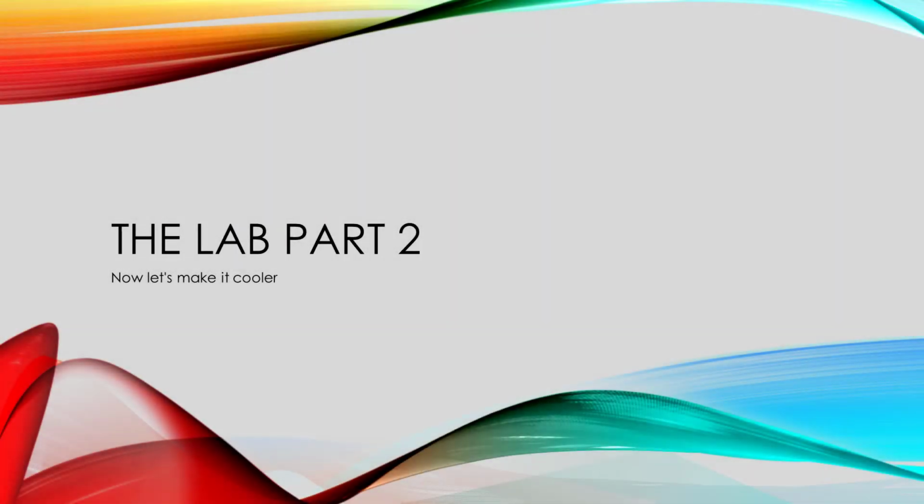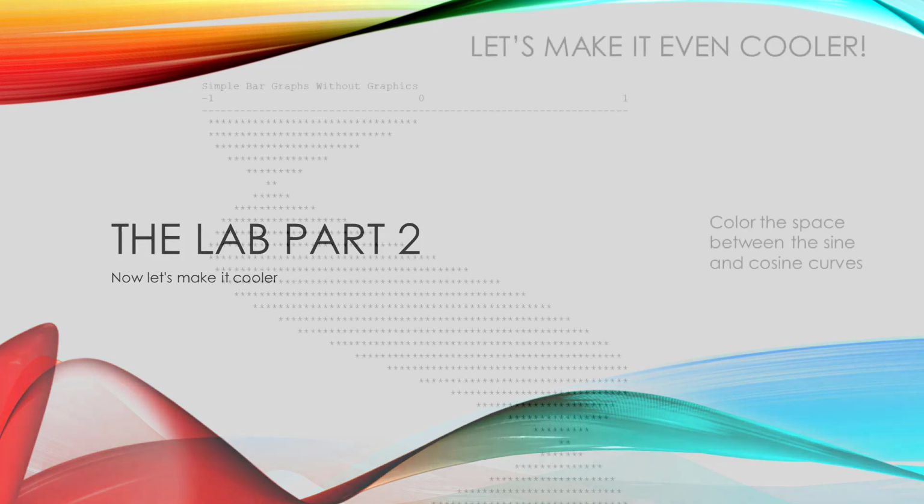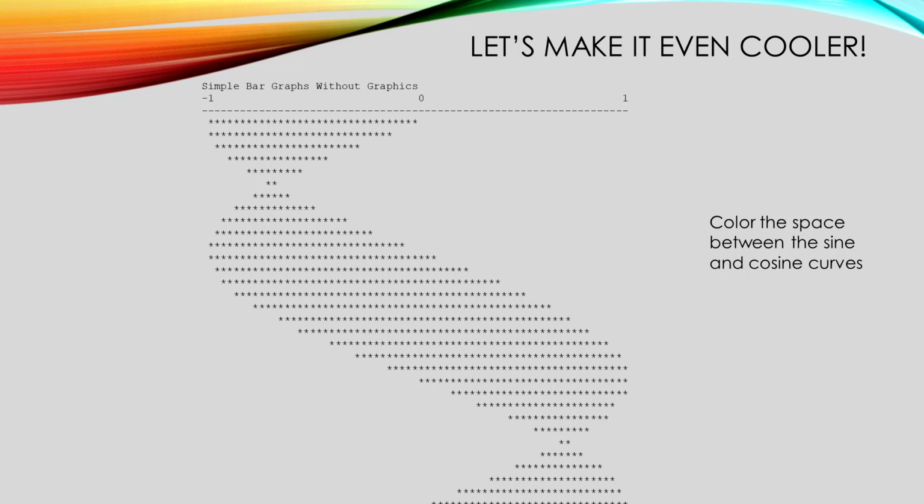In the first part of the lab, we built code that drew the sine function using spaces and asterisks. Now we'll build on that to make a more interesting graph. Now we want to draw a graph that colors the area between the cosine function and the sine function. Don't worry if you don't know what they are. You just need to know their shapes.